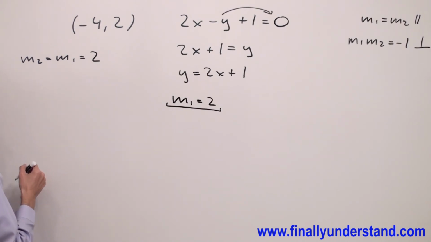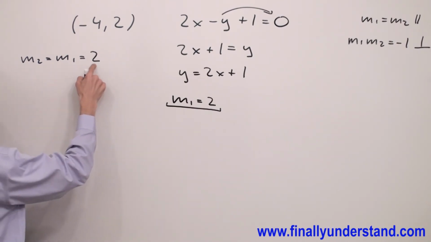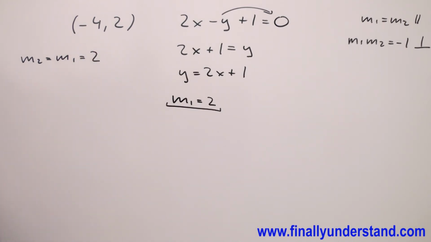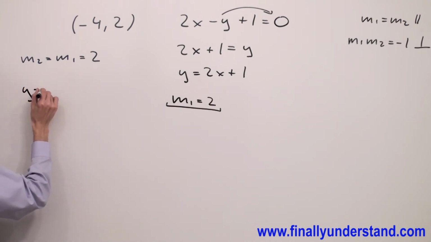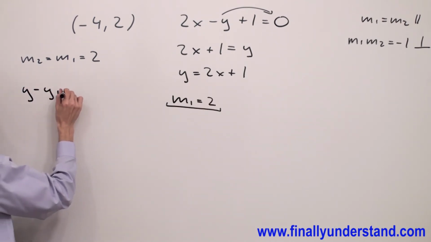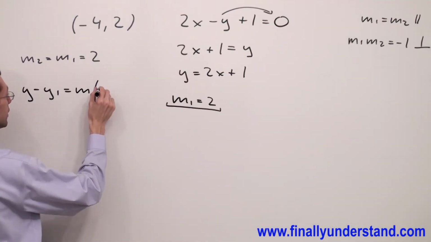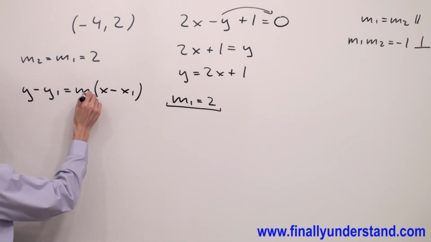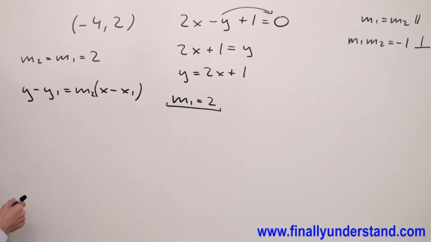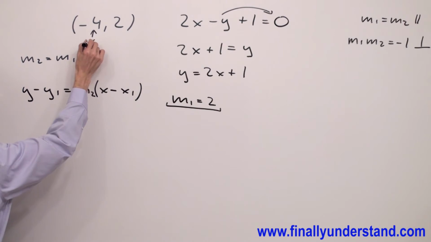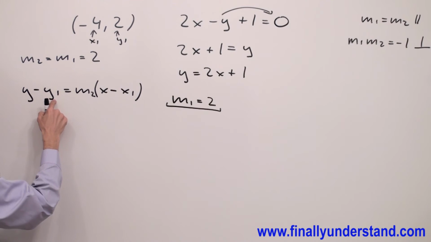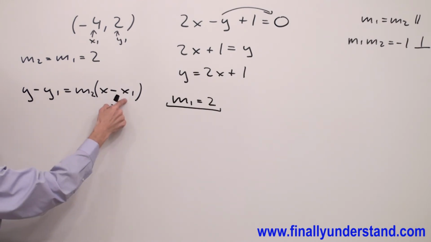Now, in order to find the equation of line, when I have given slope and point, I'm supposed to use point slope form. So I have y minus y1 is equal m and x minus x1. In this case, this is going to be my m2. Next, we're supposed to realize that this is x1 and this is y1. We have to substitute y1 by 2 and x1 by negative 4.